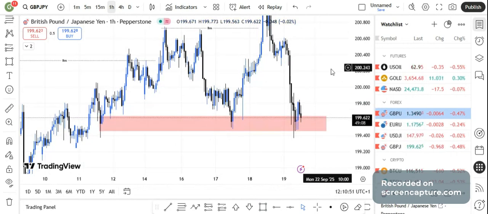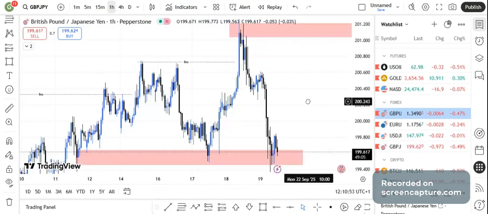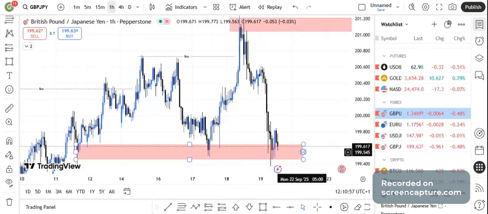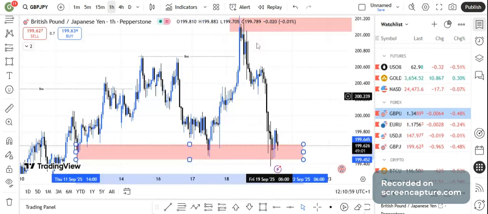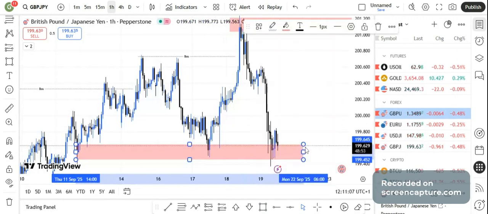Okay. All right. So let me just draw this. This is our support, so this must be marked as support. It's also known as a demand zone.